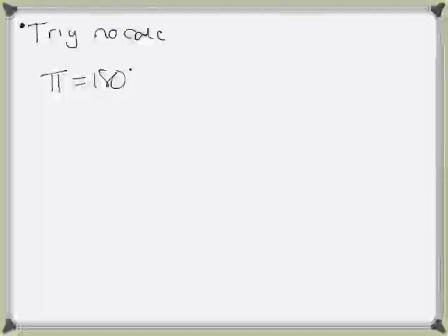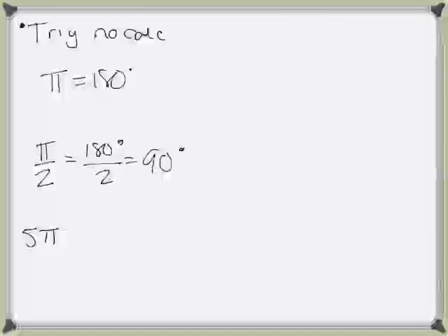So we can do substitution. If you are asked to find what is pi over 2 in degrees, well, if pi is 180, we can just swap that out. And so that would be 90 degrees. Or if I was asked to find 5 pi, if pi is 180, I can just swap that out and get 900 degrees.